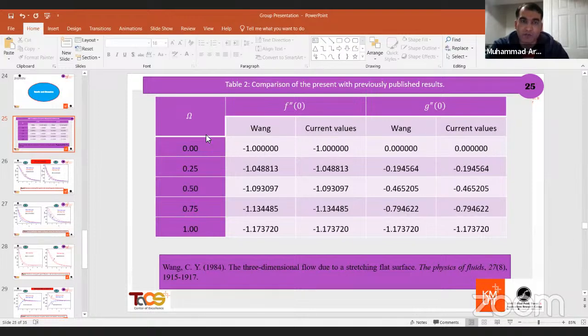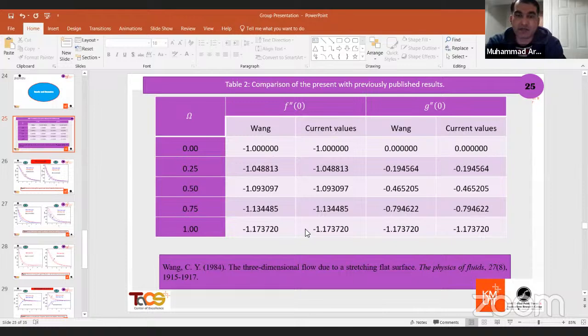So in this figure, we change the values of the stretching parameter, and we see that both the current result and the published work result are quite identical. Normally in numerical techniques, we need to validate our result. For that, we compare our result with the already published work, and the agreement verifies our result.